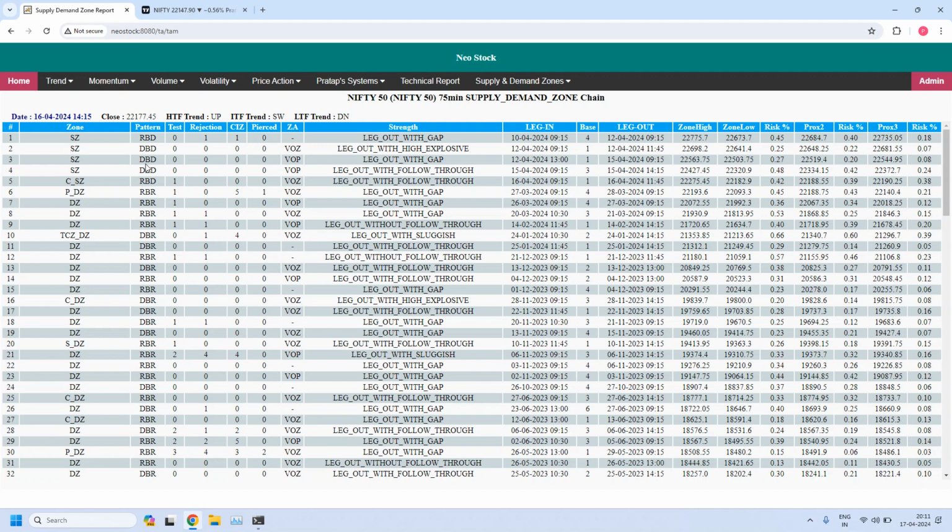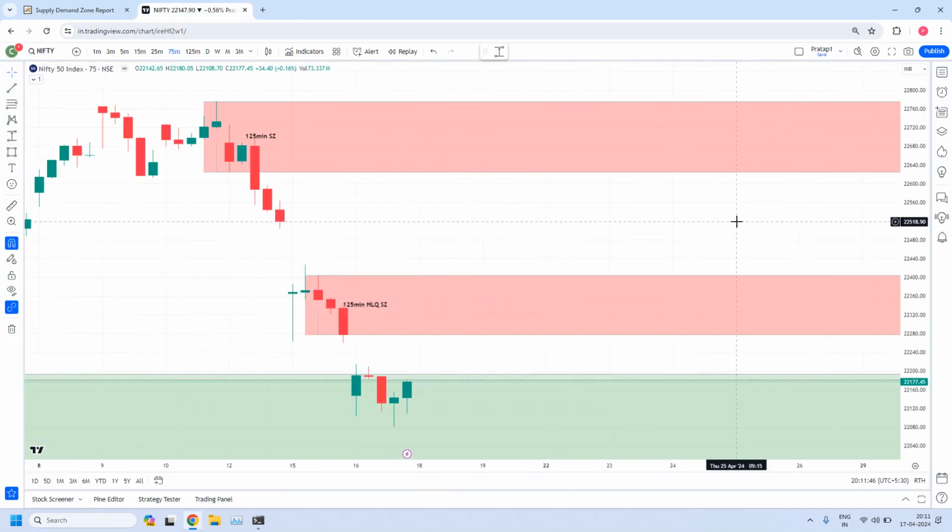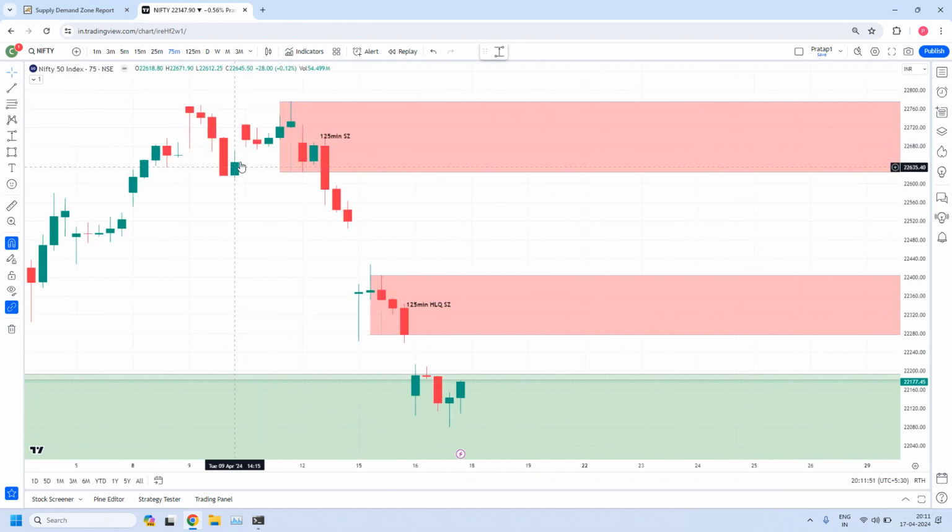So in the 75 minutes time frame, we have multiple supply zones. Only the fifth one is a high liquidity supply zone. Let us look into that. So what are the immediate supply zones we have? First one, 10-4, 9:15, 4 base candles. This is the one. 1, 2, 3, 4. So within the 125 minutes area. So this is the one.